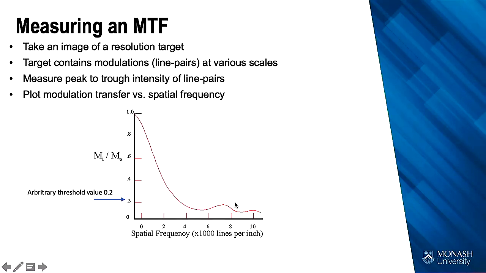And so essentially what you do is pick an arbitrary threshold, say 0.2, and you might call this MTF 0.2, and then you pick what's my spatial frequency that I get that modulation through, and that might be your metric for what your resolution is. So the spatial frequency, lines per inch, lines per millimetre, is your resolution based on that metric. 20%, 10% is often used as well.